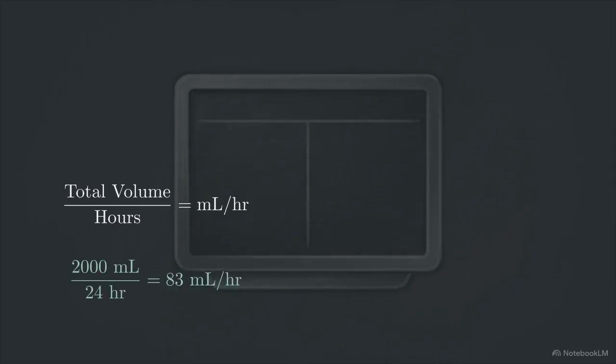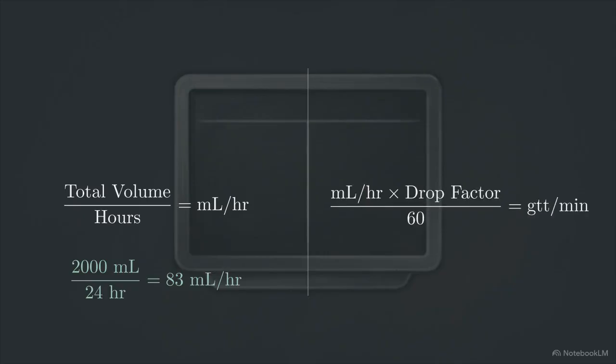The final stage of this process translates that hourly rate into an exact IV drip rate. Multiply the milliliters per hour by the tubing's drop factor, then divide by 60 minutes. Running 125 milliliters an hour through standard 15-drop tubing divides out to 31 drops per minute.